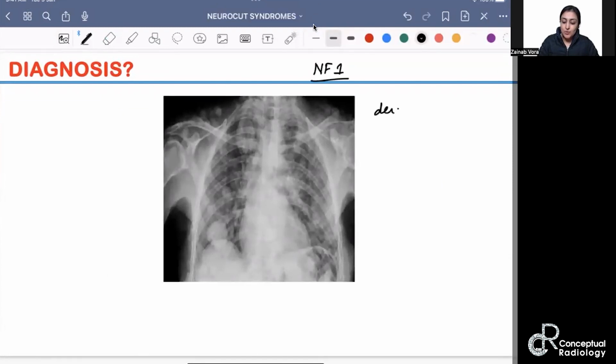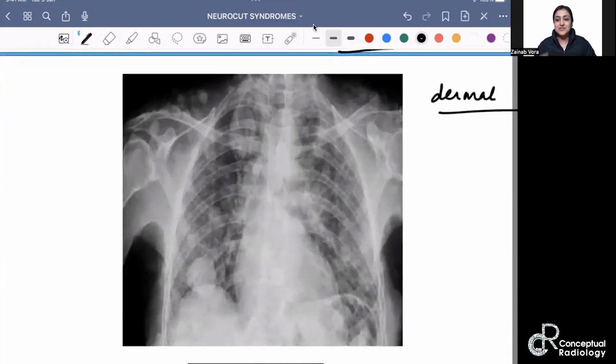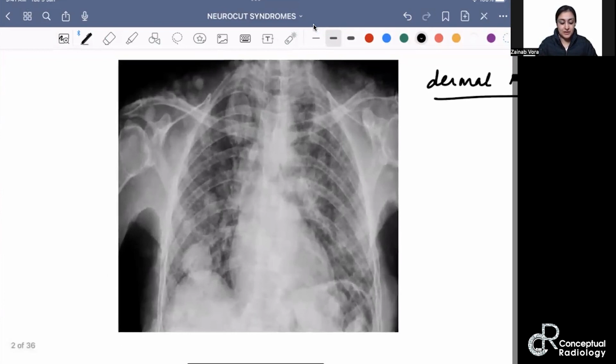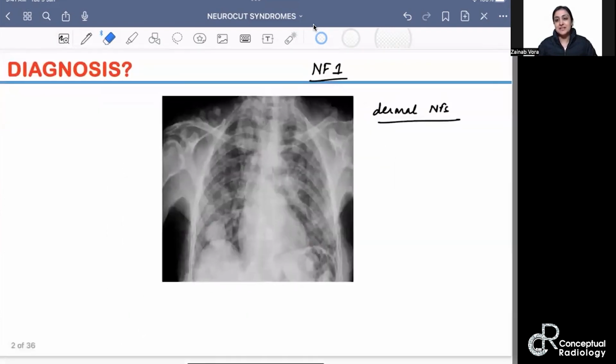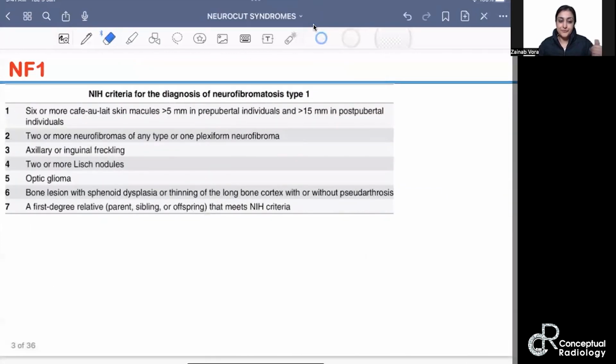The moment you see so many dermal neurofibromas, it's NF1, right? So you have to be careful that at the first look, this looks like pulmonary lesions, but they are actually superimposition of the chest wall lesion. And the moment you look, they are there below the diaphragm, they're there in the skin. So this is a pretty clear-cut case. And once you have seen a patient with neurofibromas, the lesions are so distinct and conspicuous that you will never go wrong there. So that's something that we want to be aware of.